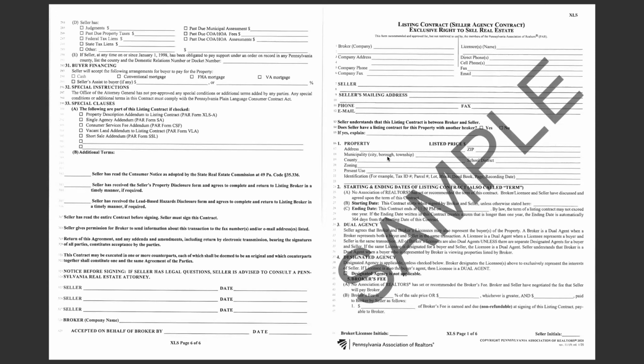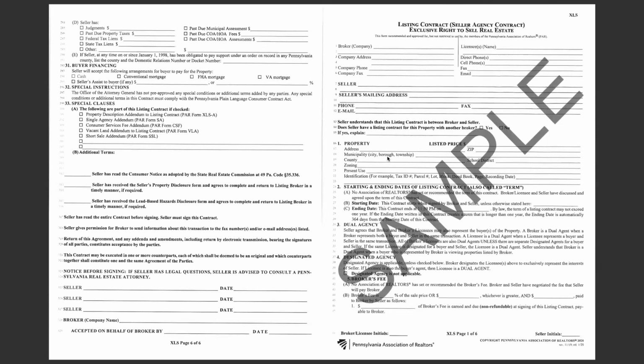33, special clauses. Now you may add some of these issues. If this is attached with a vacant land contract, or is this property a short sale? If you know it's a short sale, you're going to need to add a short sale addendum. The seller needs to initial off they received a consumer notice, they have received the seller's property disclosure statement, and that they have received the lead-based paint disclosure and have filled these out.